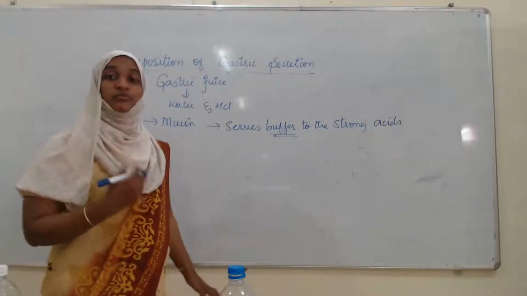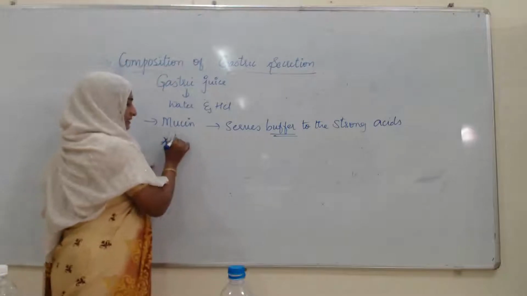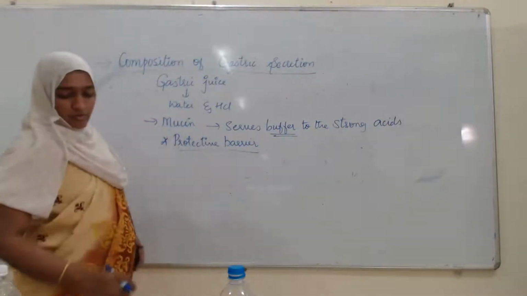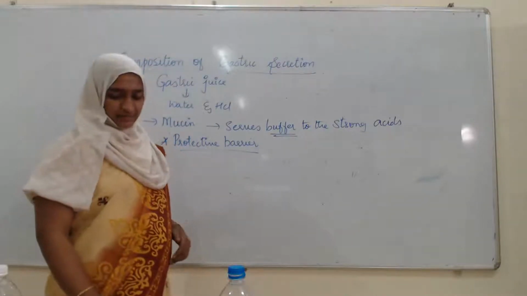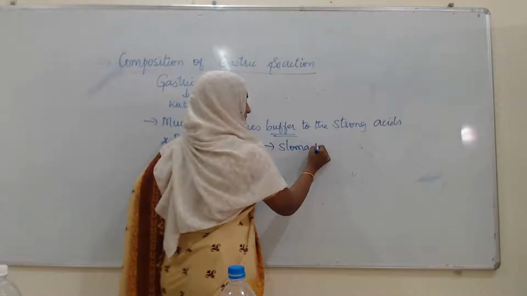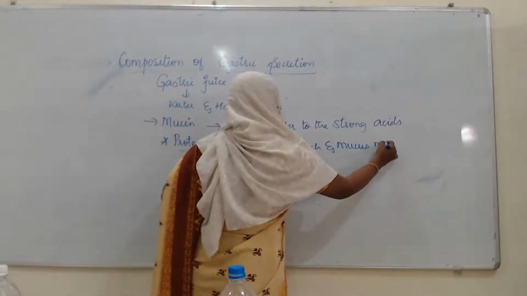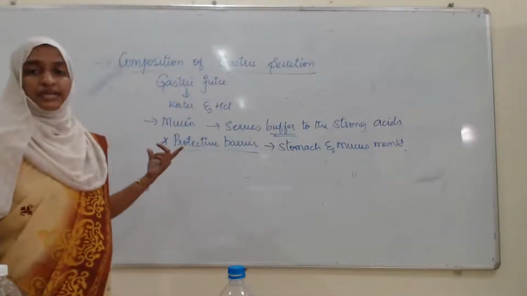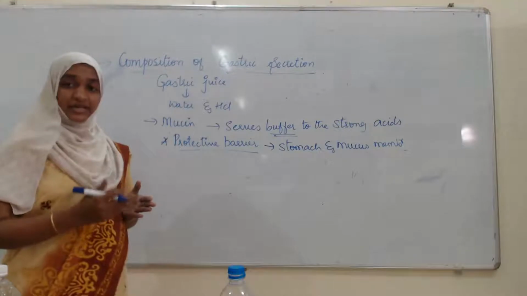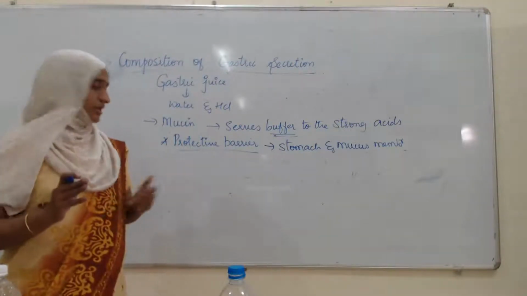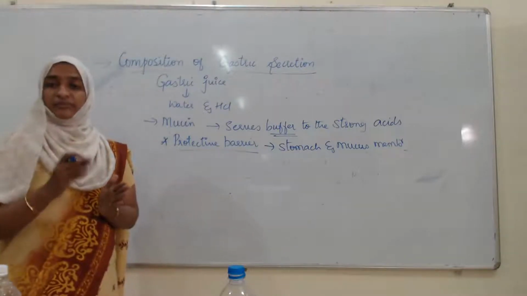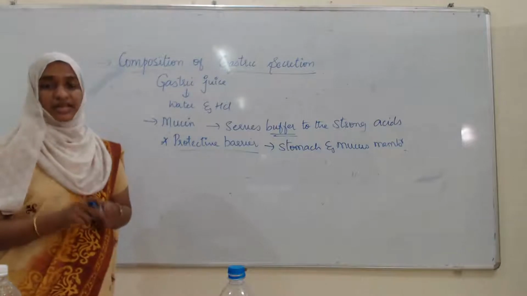It acts as a protective barrier. How? It is a protective barrier between the stomach and the mucous membrane. In the absence of mucin, the pepsin in the acidic medium would affect the wall of the stomach. That is why mucin acts as a protective barrier, so that the stomach wall, made up of epithelial cells, is not digested by the pepsin and the HCl.